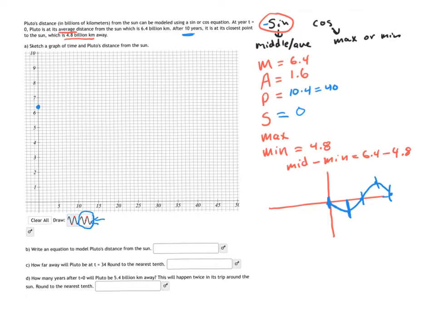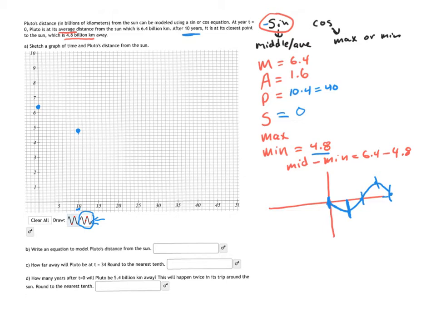Then the amplitude is 1.6, or I have to go down to a minimum of 4.8. So it says after 10 years, so I have to go to 10, and then I want to go to 4.8. So 4.8 is going to be right there. Now, those are the only 2 points you're going to need to graph if you're actually in here, but since we're not in here, I'm going to go ahead and plot the other points.